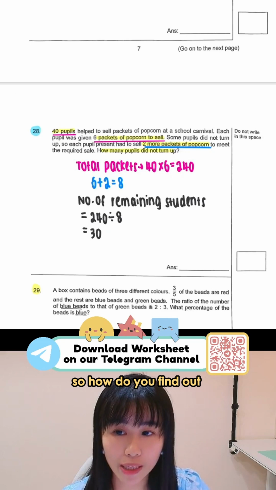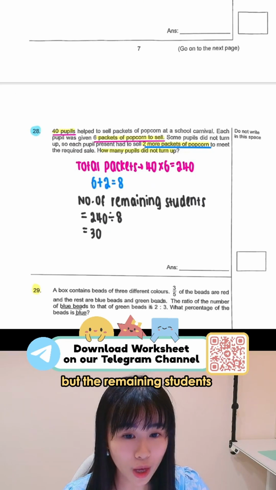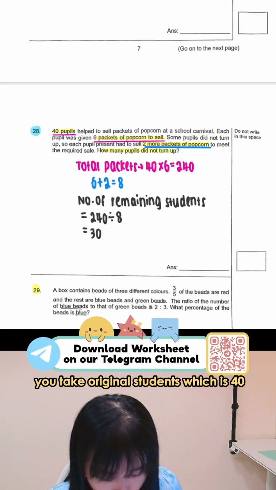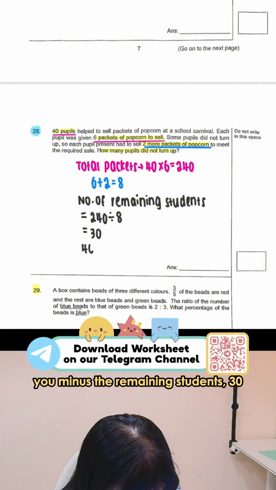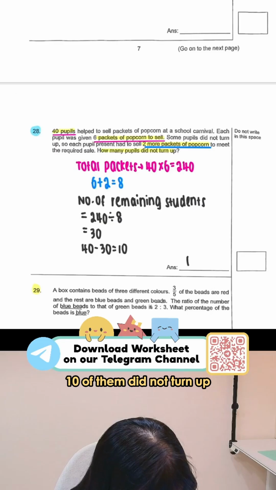So how do you find out how many students did not turn up? Originally, you need to have 40 students. But the remaining students, you know, is 30. So what is your last step? You take the original students, which is 40, minus the remaining students, 30. And you know that 10 of them did not turn up. So that's how you do it.